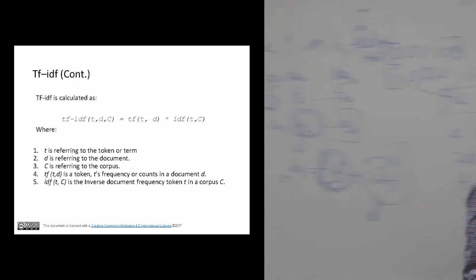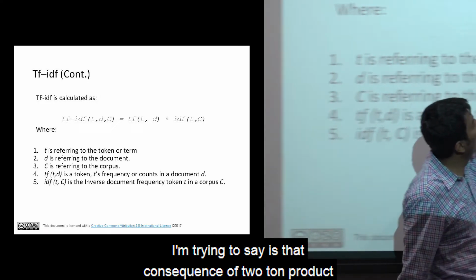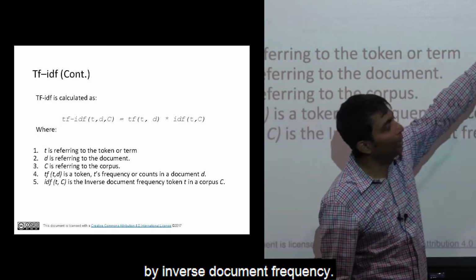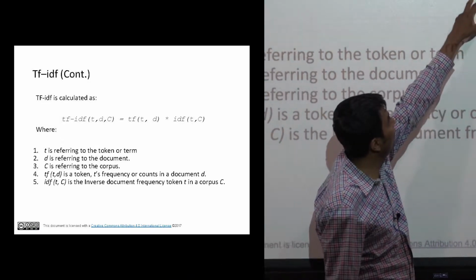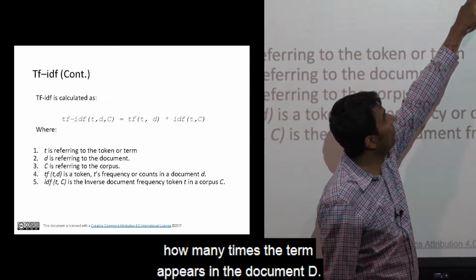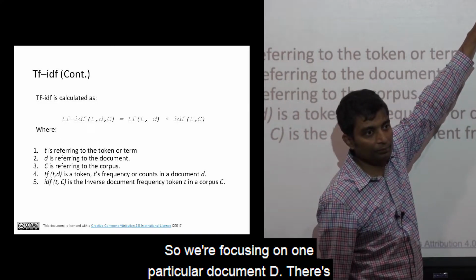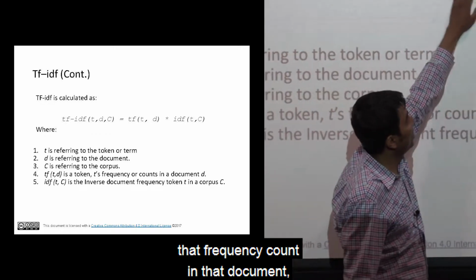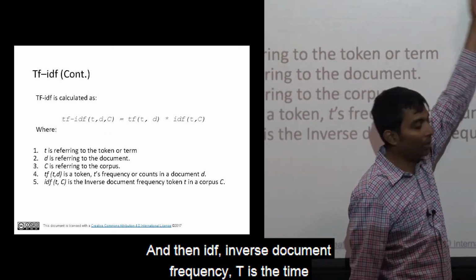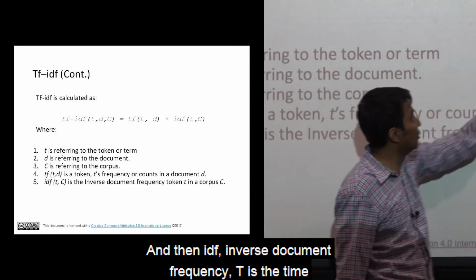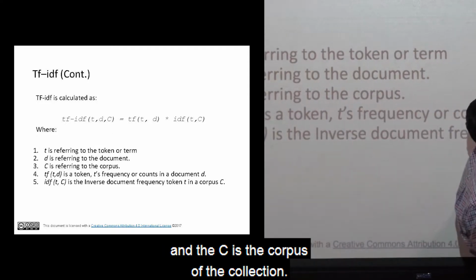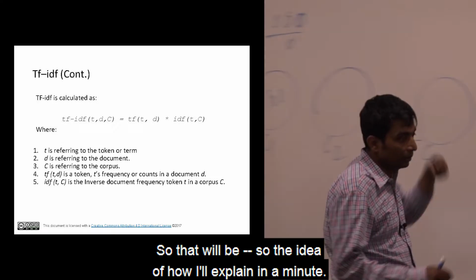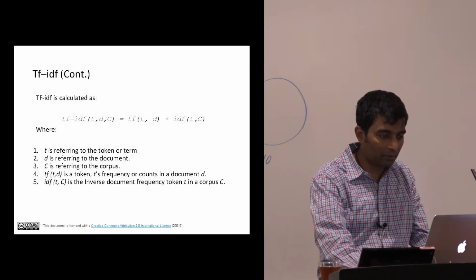Now, how do we calculate the TF-IDF? It consists of two terms, the product of term frequency multiplied by inverse document frequency. How do we calculate the term frequency? It is how many times the term appears in the document D. So we are focusing on one particular document D. That's the frequency count in that document, how many times the word appears. And then the IDF, inverse document frequency, where T is the term and C is the corpus or the collection. I will explain IDF in a minute.